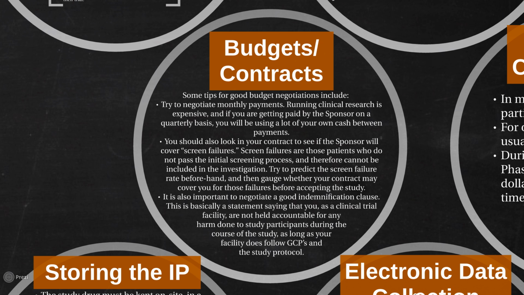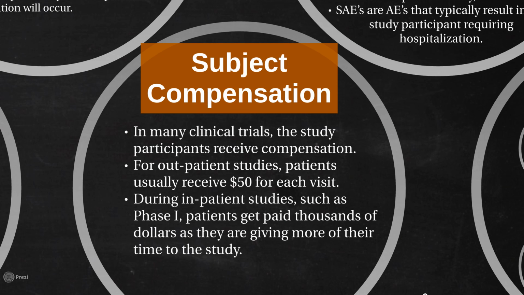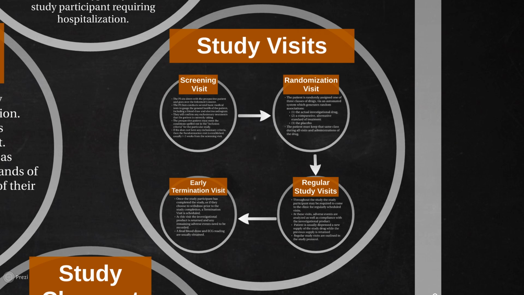Budgets and contracts. Again, I have a whole other book on this on Kindle for like $2.99, and I'll do another presentation on this. Study participants get compensated, usually $50 for each outpatient visit, and during inpatient studies, they get paid more.